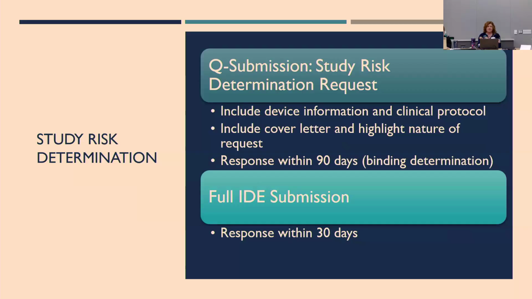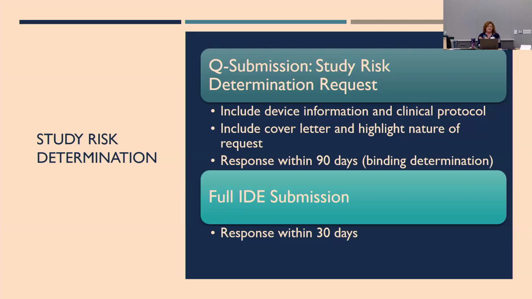So what does that look like? Contacting the FDA can actually be in two different ways. I think the easier one is the Q submission requesting a study risk determination. It's just less information that needs to be provided to them. You give them device information, you give them a cover letter and highlight the nature of the request, include that protocol in there, and then they will provide a response within 90 days. It is a binding determination once they provide you that. And so that's important to know as well. You can't argue with it once they've weighed in.